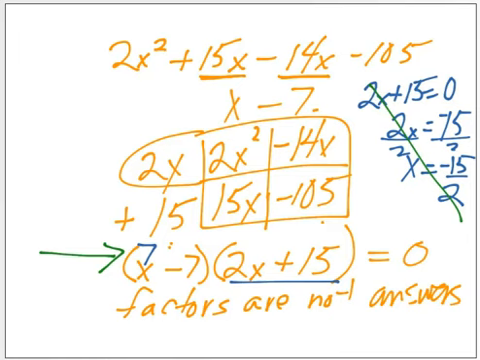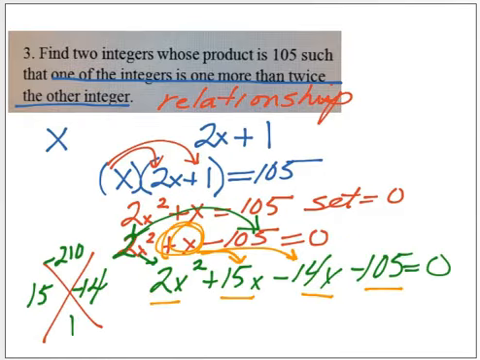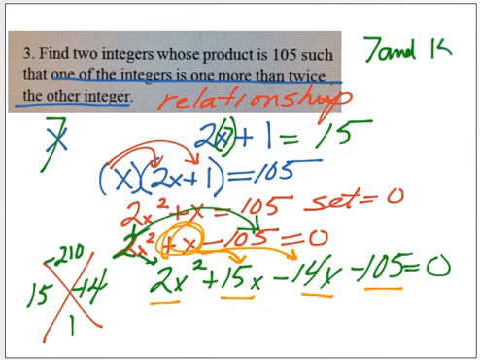Now let's go back to where we said x and 2x plus 1. So you're telling me that x is 7. Then what's the other integer? Well, 2 times 7 is 14 plus 1 is 15. So the answer to the problem is 7 and 15.